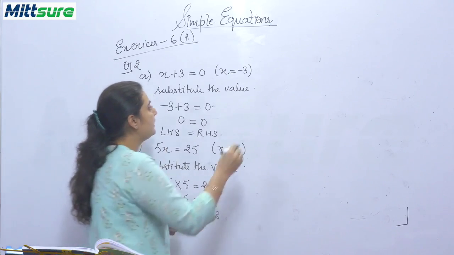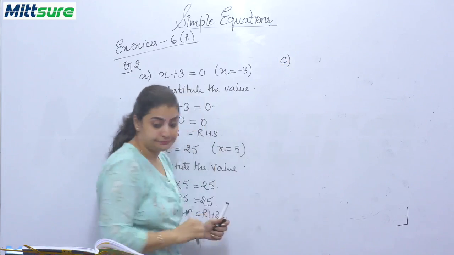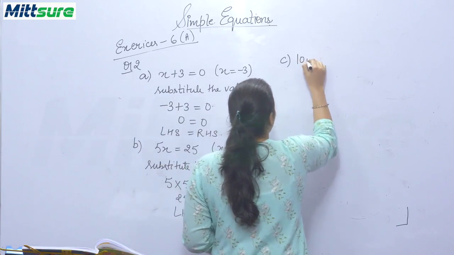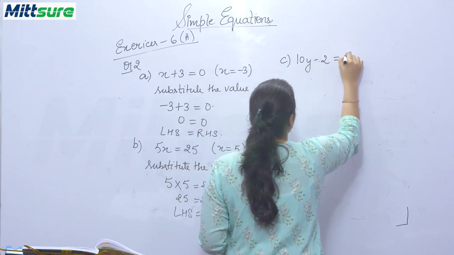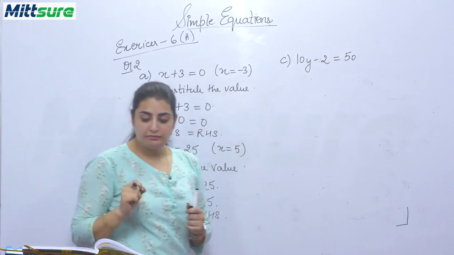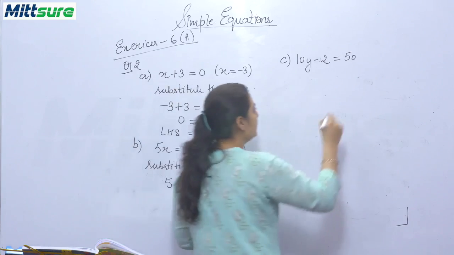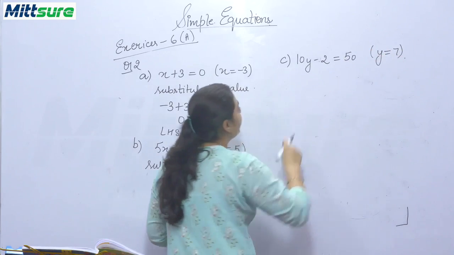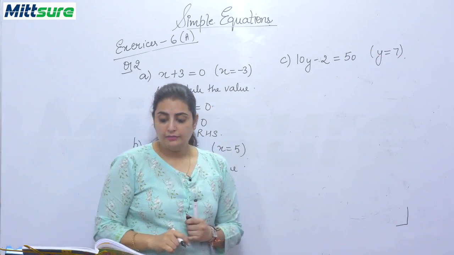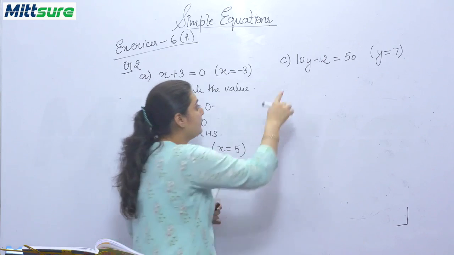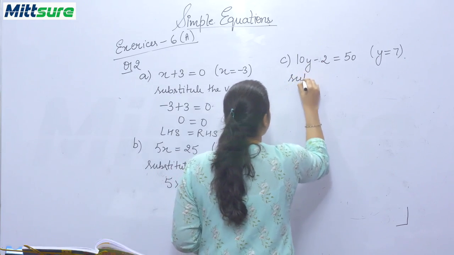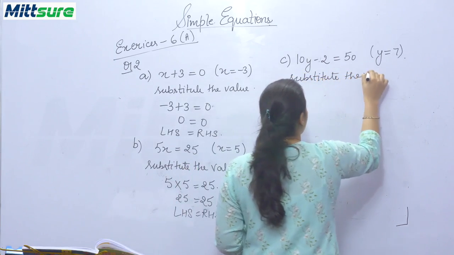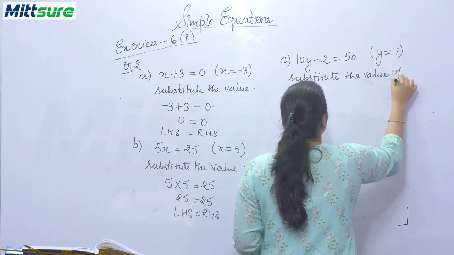Now the next equation, that is C, is 10y minus 2 equals 50, wherein the value of y is given to you as 7. Now 10y minus 2 is equal to 50. So I will substitute the value of y.